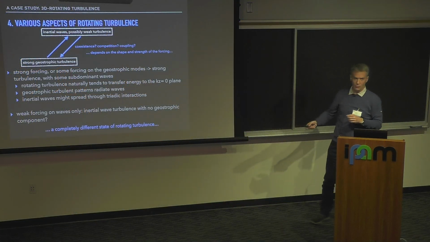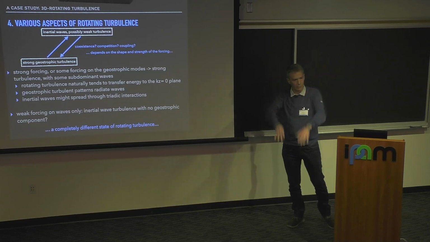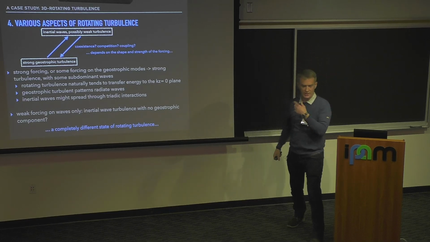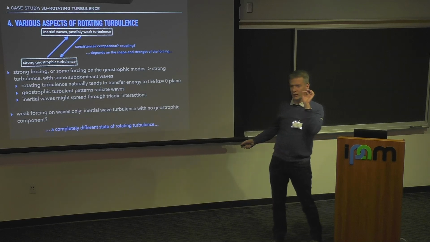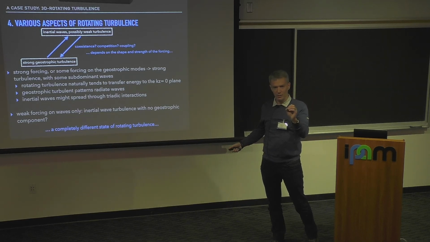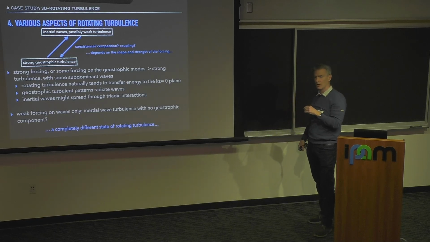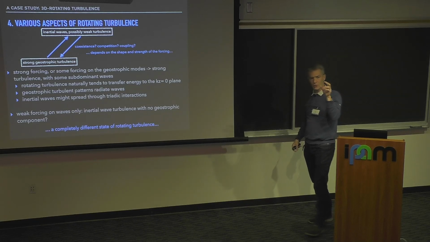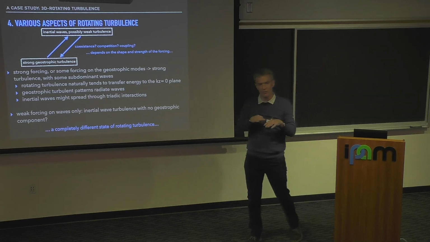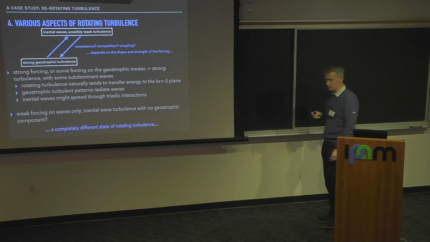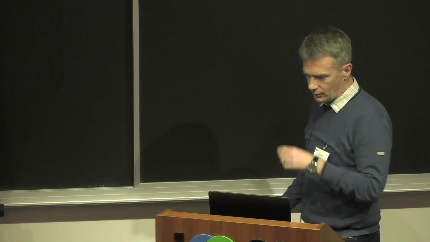Okay, so if you force strongly with a big plunger like that, you will also end up having, we will see that after. But if you force weakly on waves only, then following the mechanism of triadic resonance as shown before, we might end up having only inertial waves in the system, so a completely different shape of turbulence in rapidly rotating systems. So does it work?